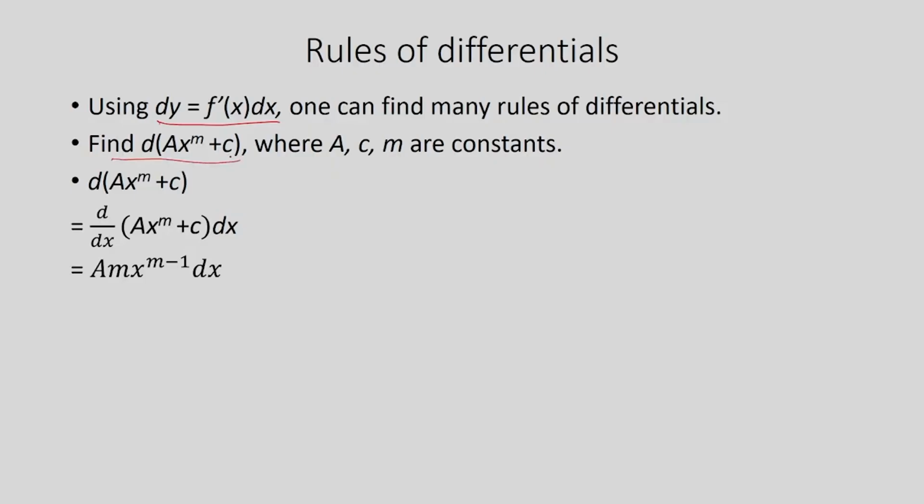So, for example, suppose you have to find out what is d of a x to the power m plus c, where a, c, m are constants. Now, this can be actually simplified. I am just using the formula here, which is f dash of x dx. So, f dash of x is this part and dx is this part, and then I just use the power rule and I get capital A small m x to the power m minus 1 dx. That is the expression that I was looking for.